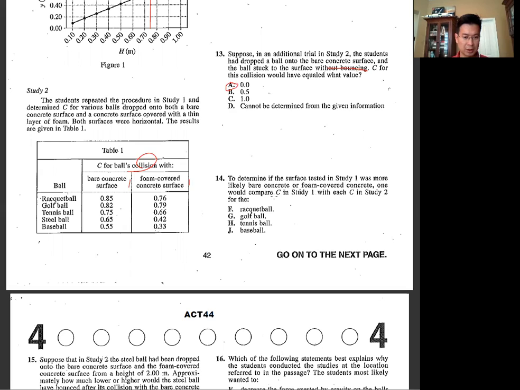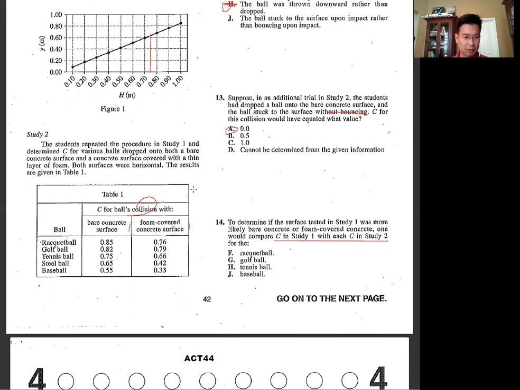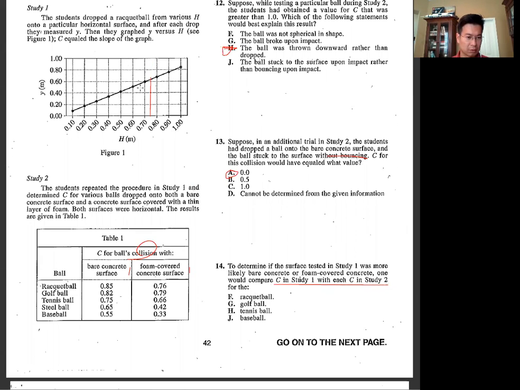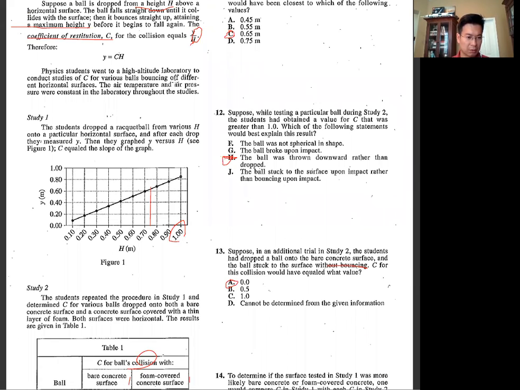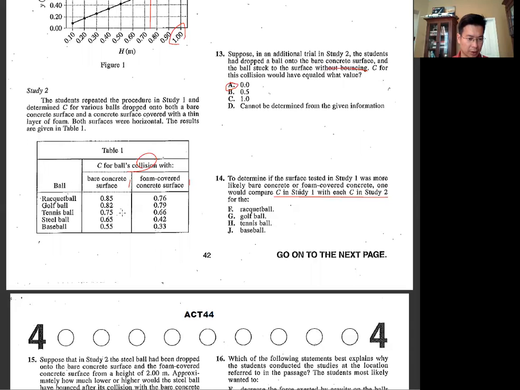Compare study 1 and study 2 for each. So we see the slope of this one: H is 1, Y is 0.8. So Y over 1, so 0.8. So we have to find something with 0.8 concrete. 0.8 is foam covered. Okay, so it's between racquetball and golf ball.